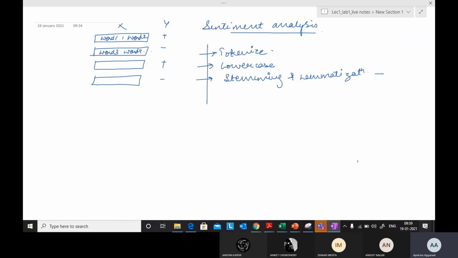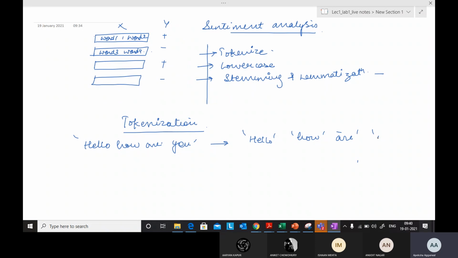After you tokenize it, in tokenization you will get separate words out of this. Suppose the sentence was: hello, how are you? You will get a set of words: hello, how, are, you. Now this depends upon which tokenizer you are using. The type of tokenizer plays a prime role in dividing your sentence, so you need to check which tokenizer you want to use.